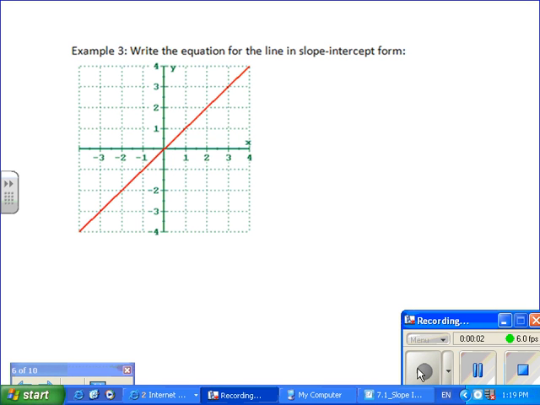Hi everyone, welcome to the second part of our 7.1 lesson. Just going to finish up, do one more graph together, and then look at some equations that are very easy to identify slope and y-intercept from looking at an equation.